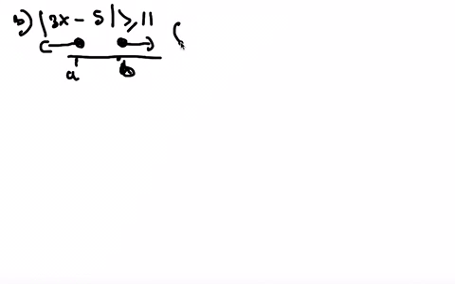In interval form, it will be something like this: negative infinity, A, you close because it's superior and equal. Now superior only, you close, union, you put B to positive infinity. This will be the solution.